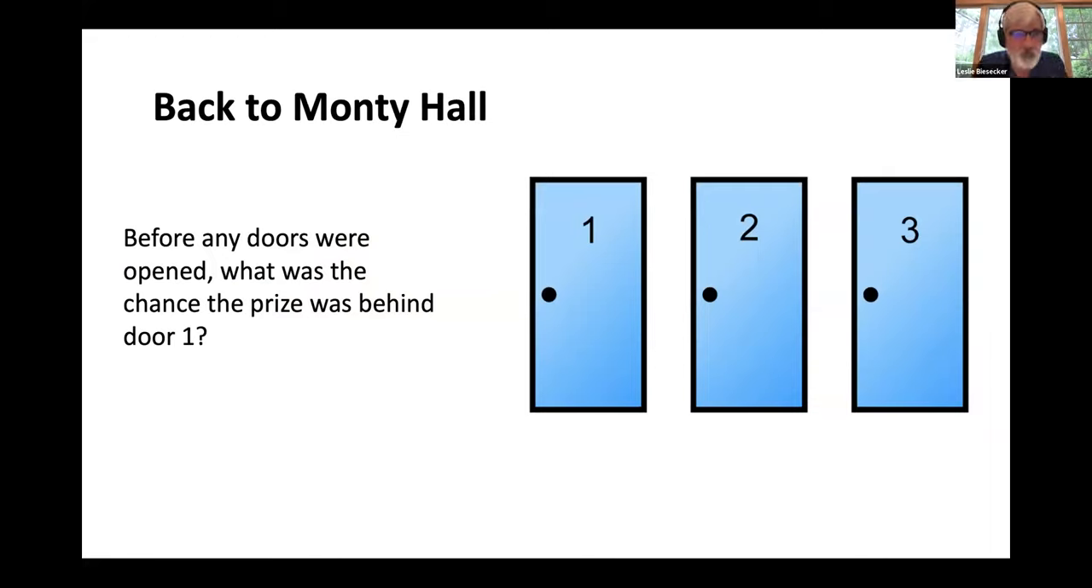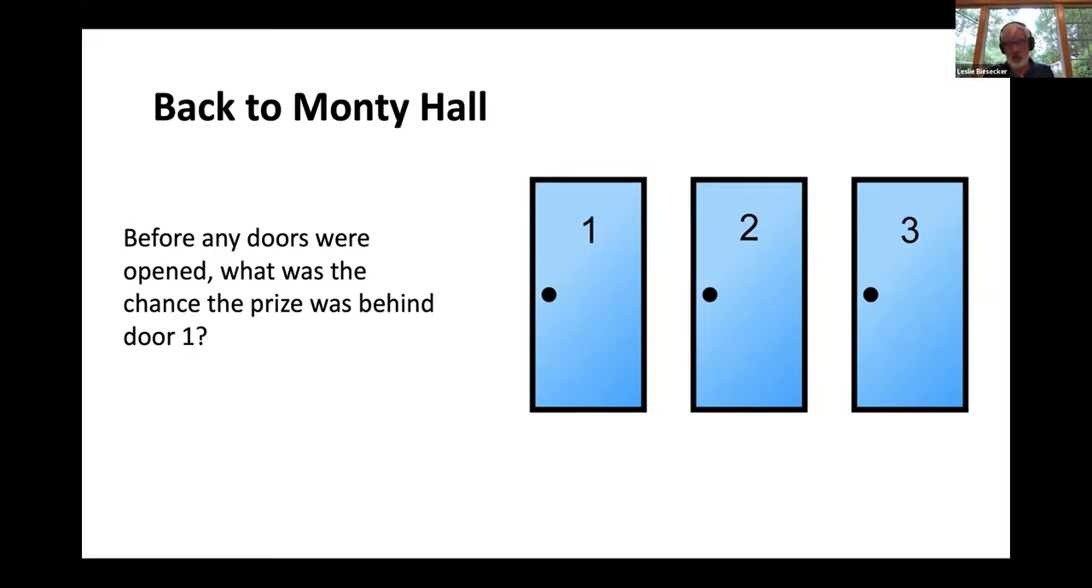Okay, so back to Monty Hall. All right, so Jenny, are you with me? Yeah, I'm here. Okay, I'm gonna push on you again here. All right, so before any of the doors were open, Jenny, what was the likelihood that the prize was behind door number one? 1 in 3. Okay. Everybody, I hope, would agree with that.